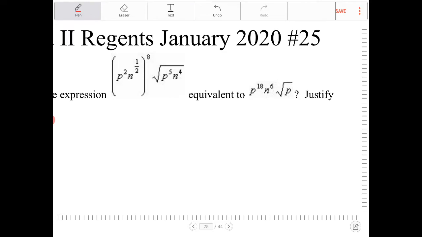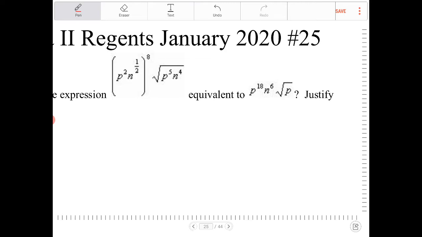So I'm going to simplify the expression that's in the bracket by applying the power rule. And the power rule basically says this. If I have a product happening inside a set of parentheses, and I'm raising that set of parentheses by some power, that power gets to be multiplied by the powers within those parentheses there.